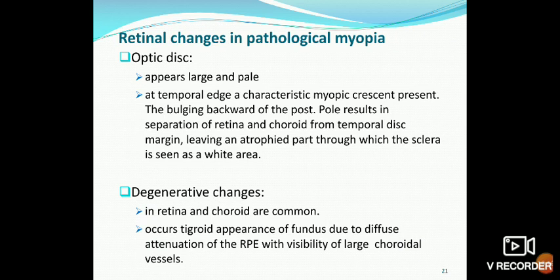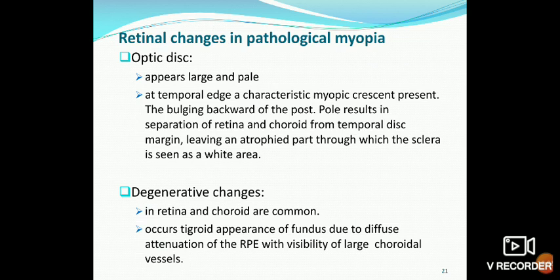So what are the retinal changes in pathological myopia? In simple myopia, the retina is usually normal. Rarely, a temporal crescent may be seen. But the retinal changes in pathological myopia are very important.